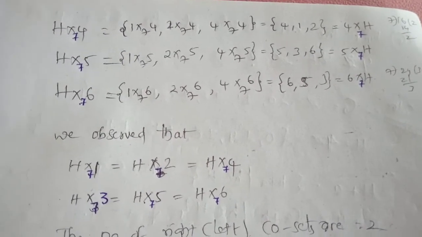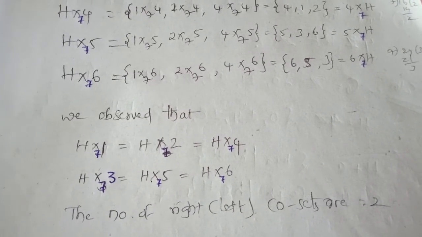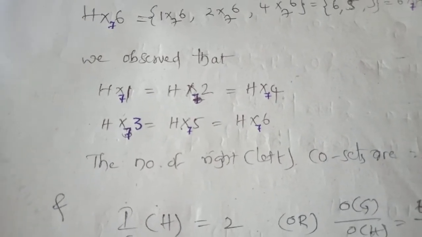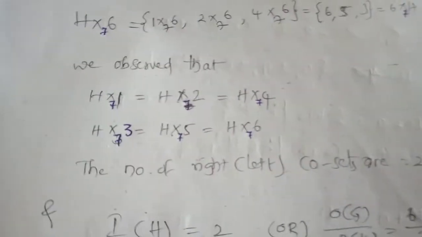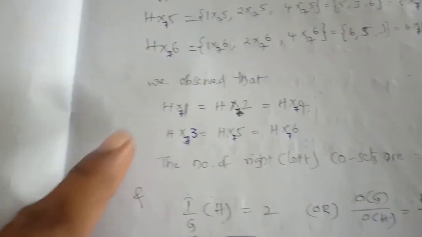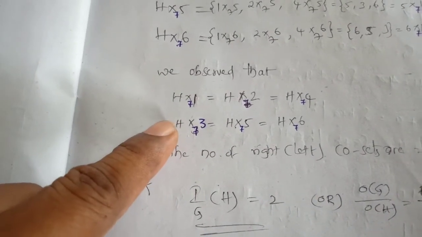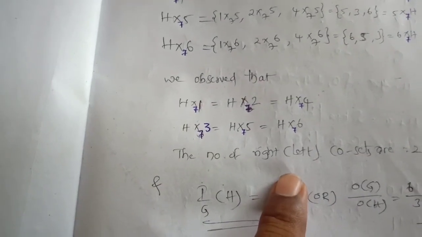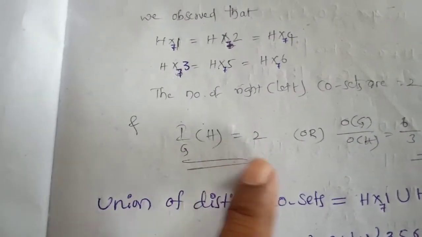So among all the cosets I am observing, H multiplication modulo 7 1, H multiplication modulo 7 2, and H multiplication modulo 7 4, these 3 are equal. H multiplication modulo 7 3, H multiplication modulo 7 5, and H multiplication modulo 7 6, these 3 are equal. This is one set, and this is another set. The number of distinct right cosets or left cosets is 2. Therefore the index of H in G is equal to 2.